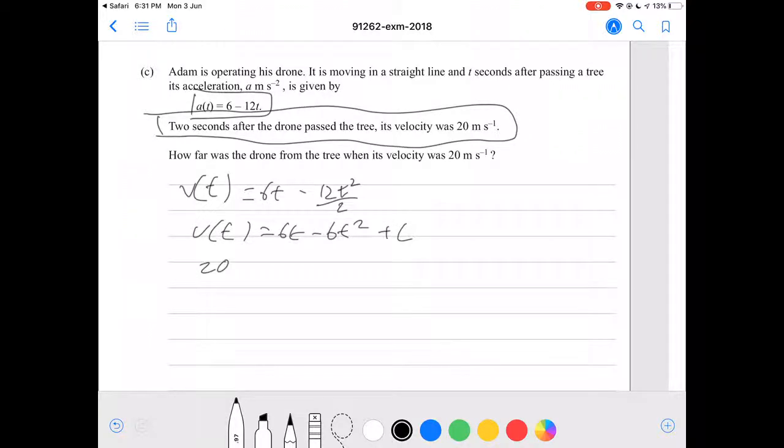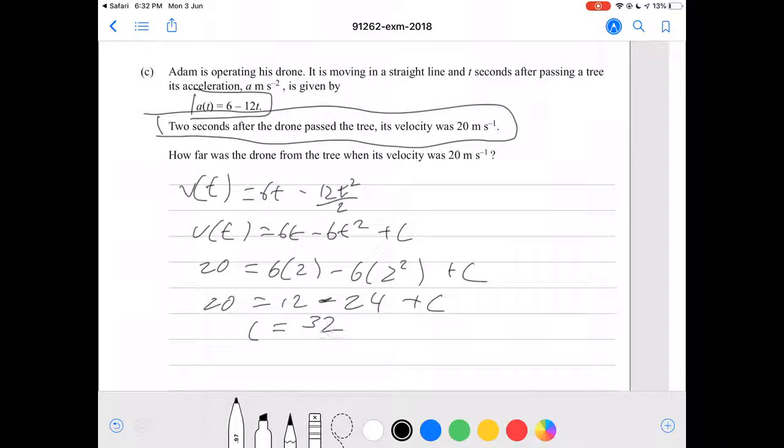So we can say that 20 equals, substituting t equals 2, 6 times 2 minus 6 times 2 squared plus c. 20 equals 12 minus, 2 squared is 4, so minus 24, plus c. Therefore, c equals 32, so v of t equals 6t minus 6t squared plus 32.